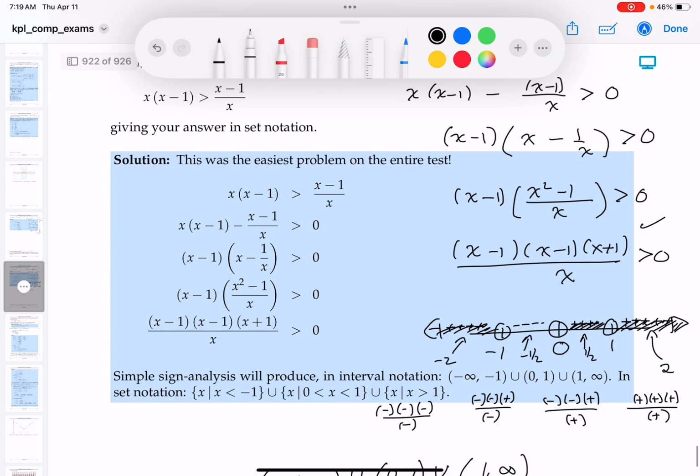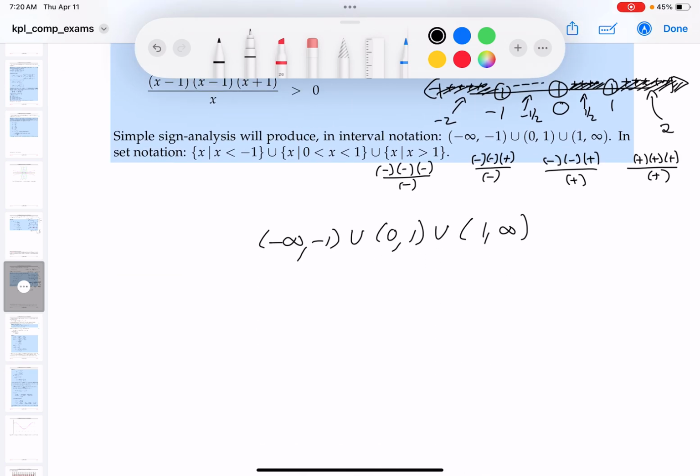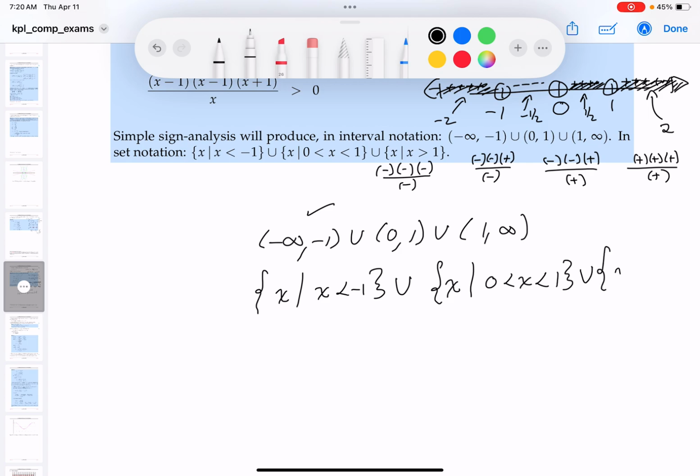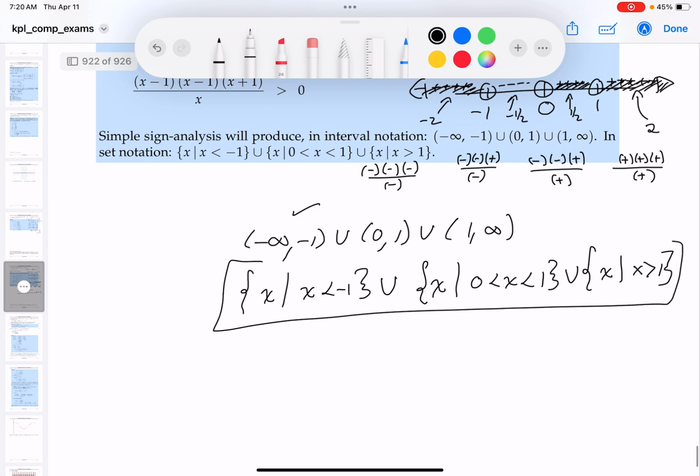But if you look back at the question, they want you to put it in set notation. So I've got to write this in set notation now. And how do I do that? Set notation has those curly braces. I'm going to say x, and then I can put a vertical bar that reads such that x is less than minus 1. That covers that. And then it's going to be union, x such that, well, let's look at that. The x would be greater than 0 and less than 1. Union, x such that x is greater than 1. Now, that's what they asked for. That's what you're going to give them.